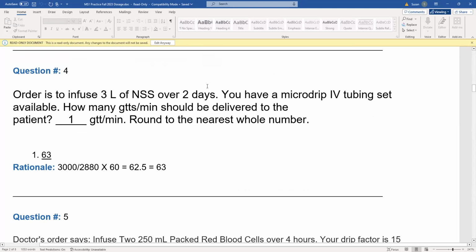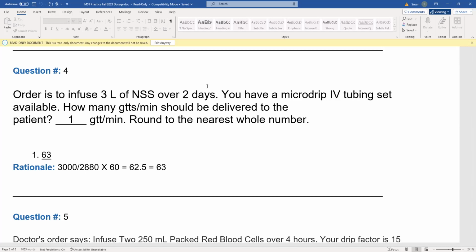All right. Next one. So anytime you're doing a drop factor, what is your formula? Volume over time times the drip factor. Okay, and I want you to add one more thing to there. Always a whole number. Because no one should ever have to tell you that. That's a given. So it's your total volume over your total time in minutes times your drop factor.